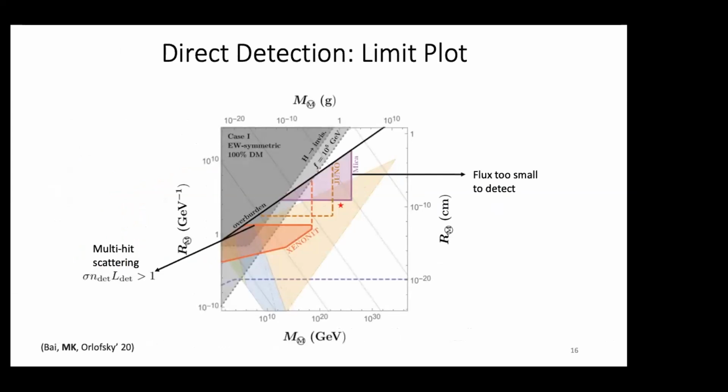Here I'm showing 3 different experiments, so Xenon, Mica, and Juno. And of course, the dark regions are the exclusion limits. The vertical limit here just means that on the right-hand side, the flux is too small to detect. And then there is a cutoff on the top as well. This means that when the cross section becomes large, there is multi-hit scattering in your detector. Now let me explain what that means.